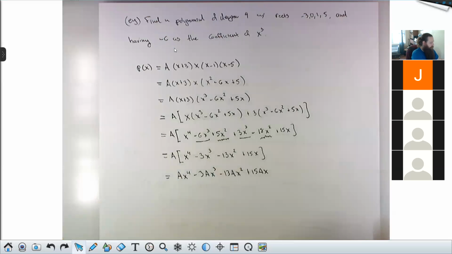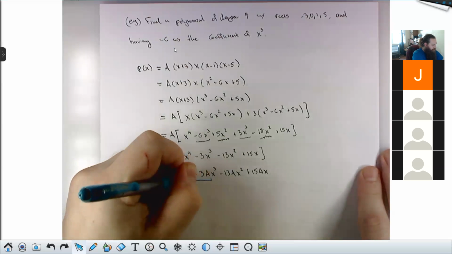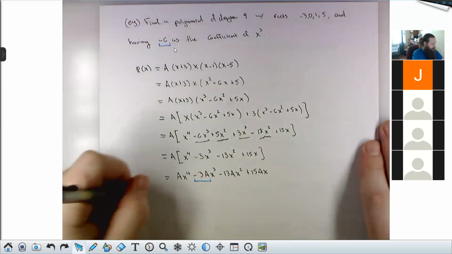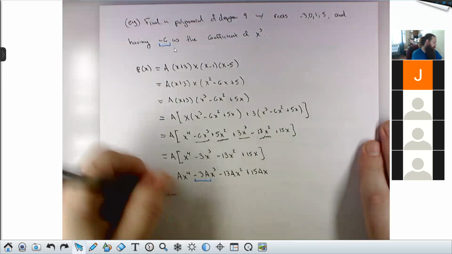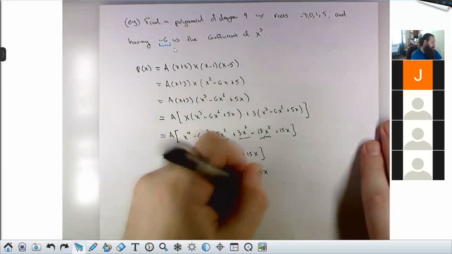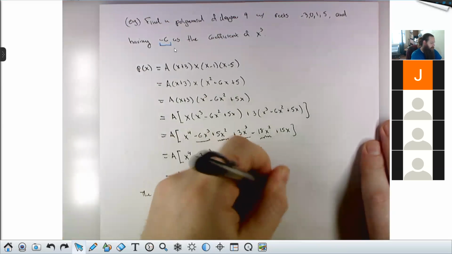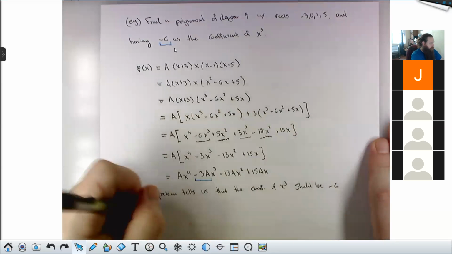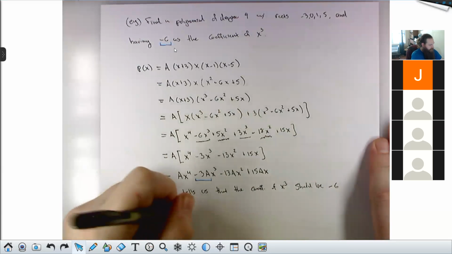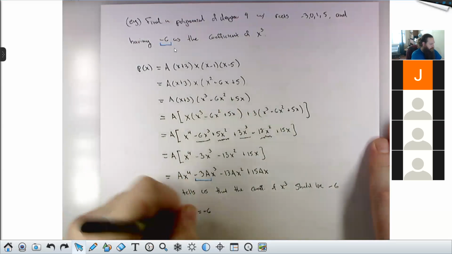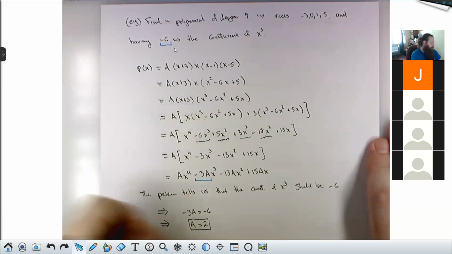So this thing should be equal to this thing. Problem says the coefficient of x cubed should be negative 6, which means negative 3a is equal to negative 6. Means A is 2. Now we're done.